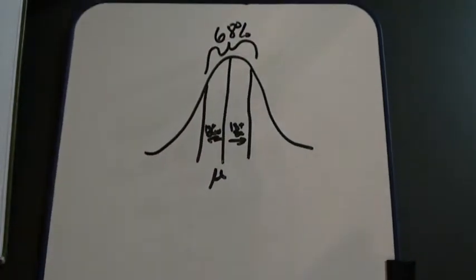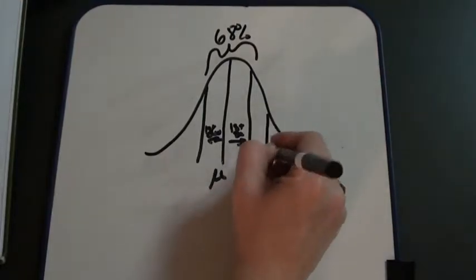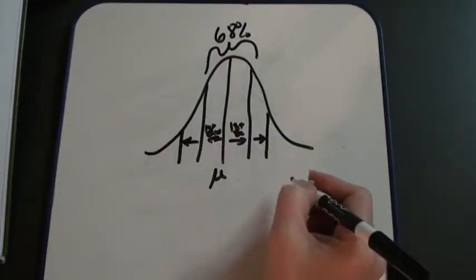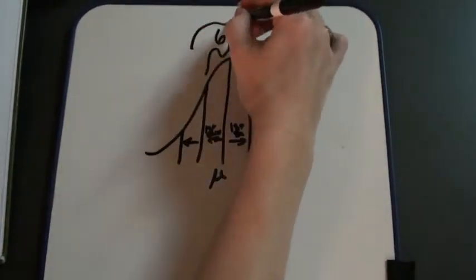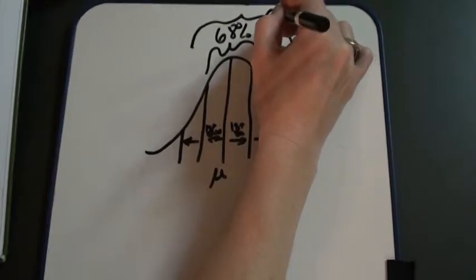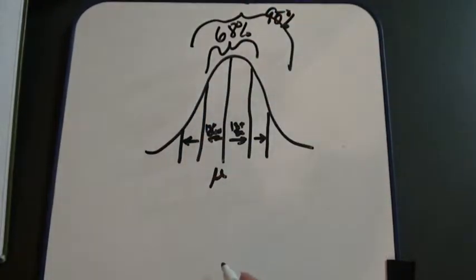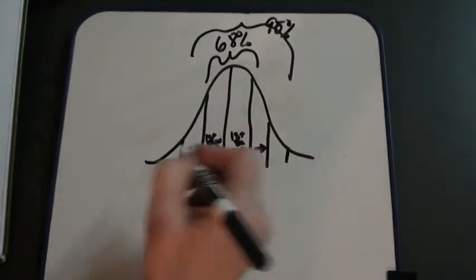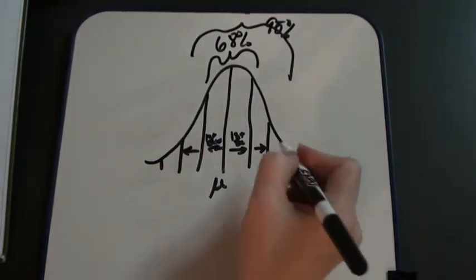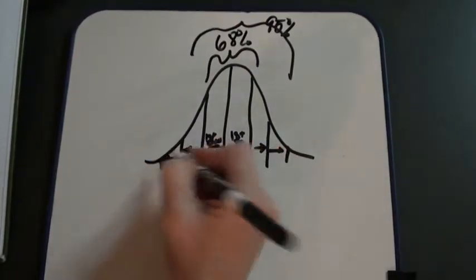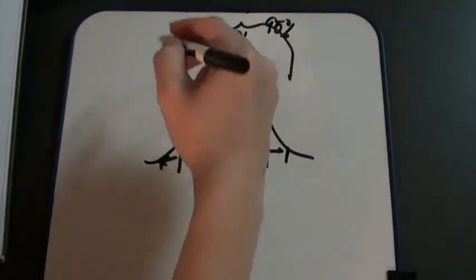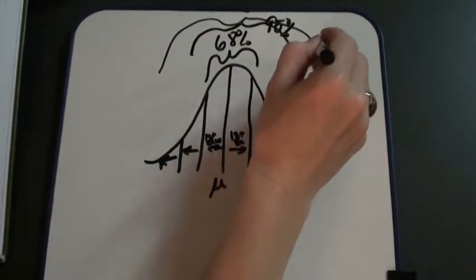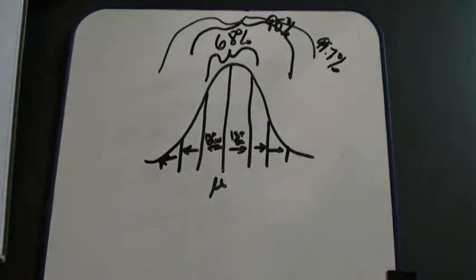deviation. Okay, so we also know that if we go out two standard deviations, we add another standard deviation this way and we subtract another standard deviation this way, then about 95% of our data fall within two standard deviations of the mean. And then if we were to go out three standard deviations each way, so we've got a third standard deviation here and a third standard deviation here, then we know that about 99.7% of our data fall within three standard deviations.